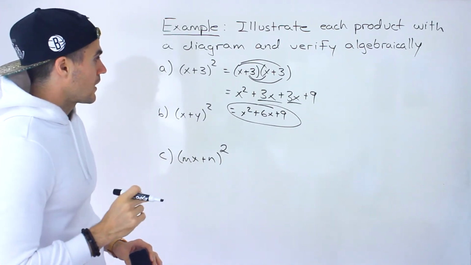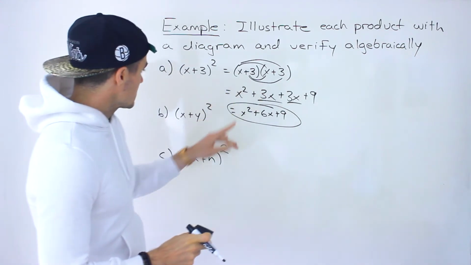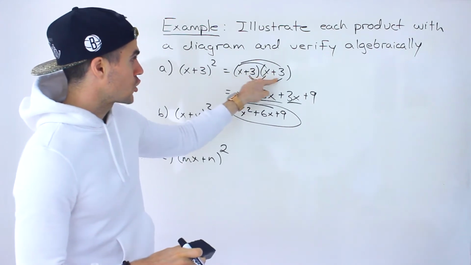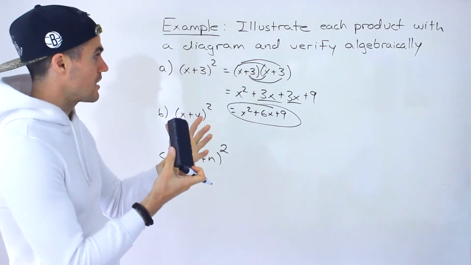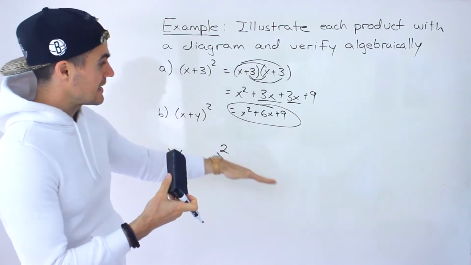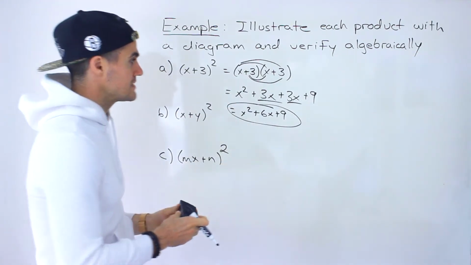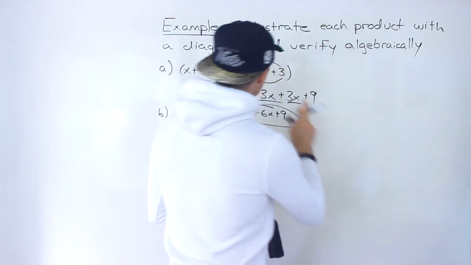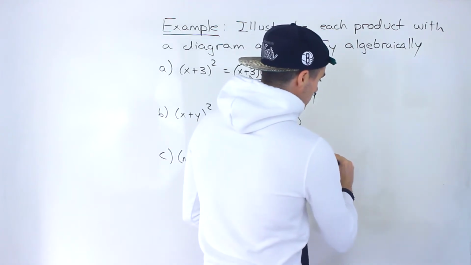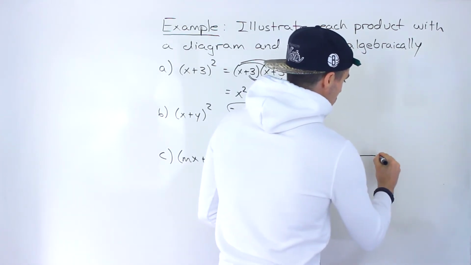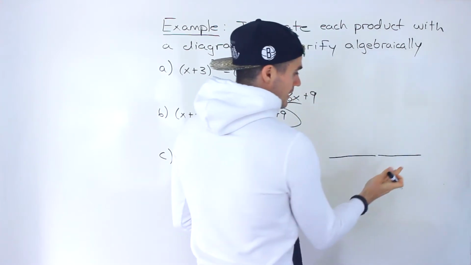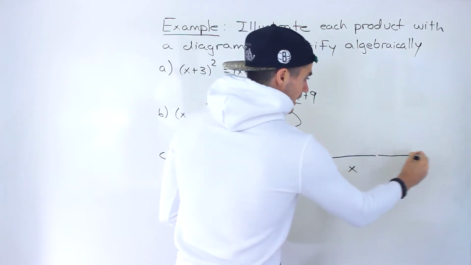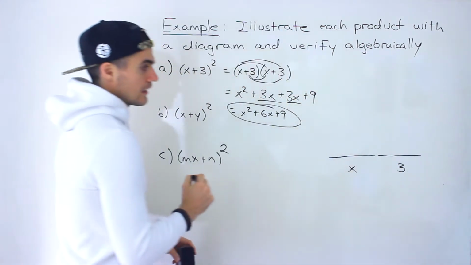Now with a diagram, because it's x plus 3 times x plus 3, it's the same term being multiplied by itself. We can represent that as a length times a width, so it would basically be a square. Let's start off with the base, the length, so it would be x plus 3. All you have to do is create two lines like this that represent both of these terms. So this can be the x, and this over here can be the 3.